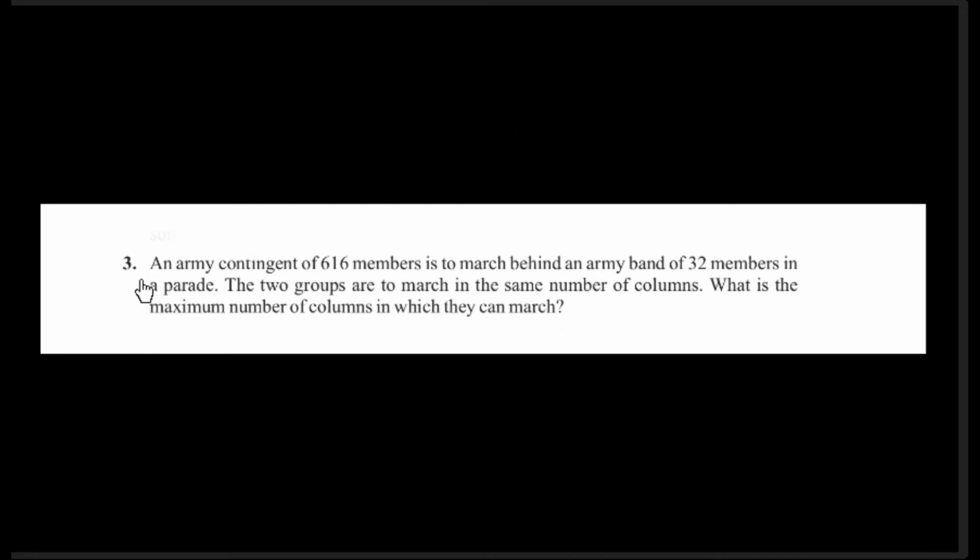Solving question number 3. An army contingent of 616 members is to march behind an army band of 32 members in a parade. The two groups are to march in the same number of columns. We need to find what is the maximum number of columns in which they can march.